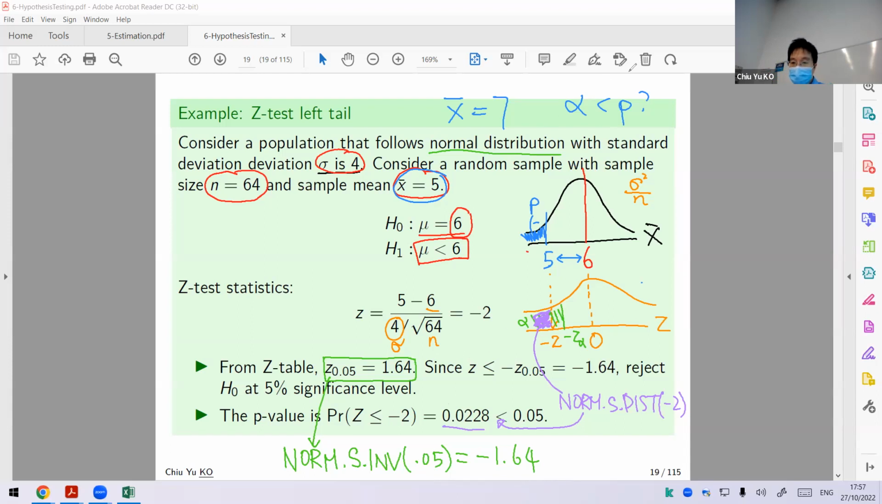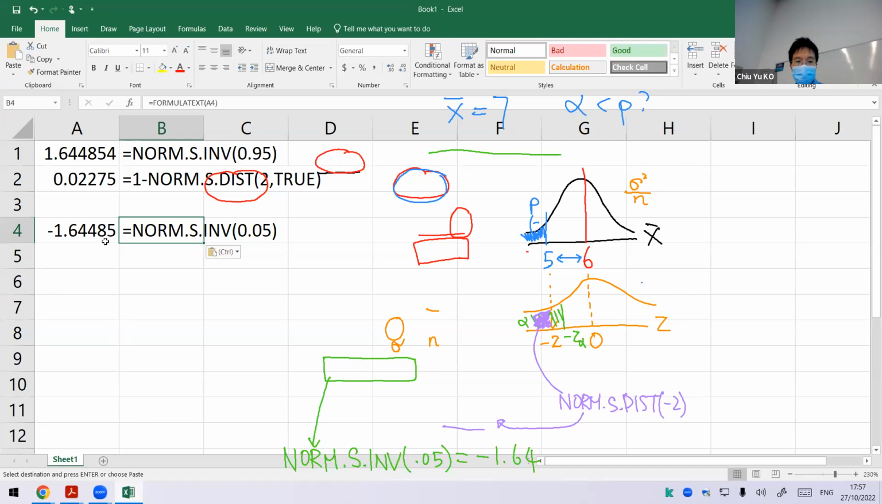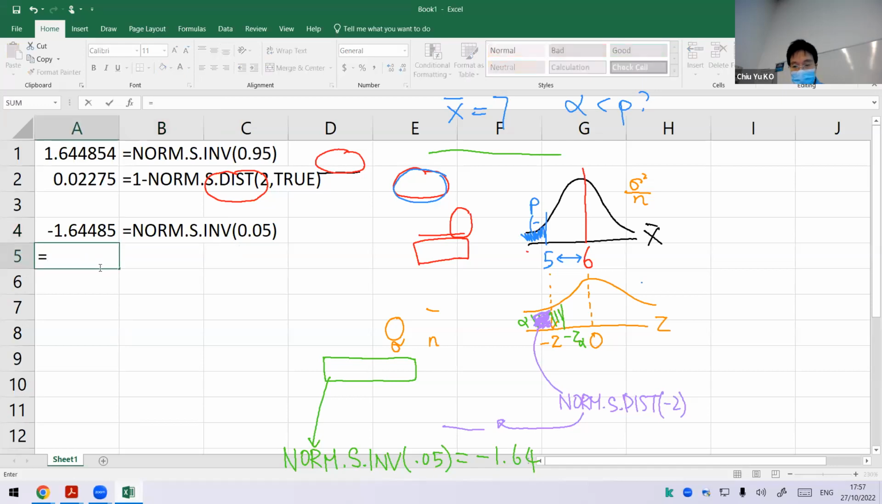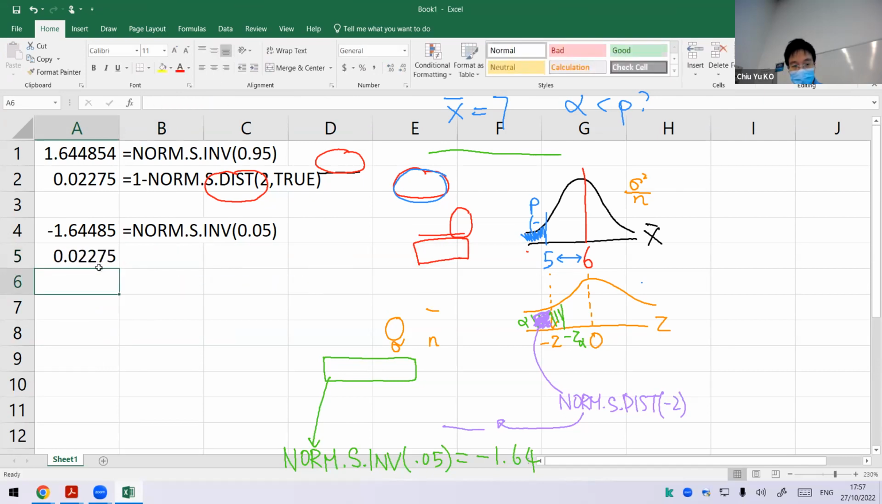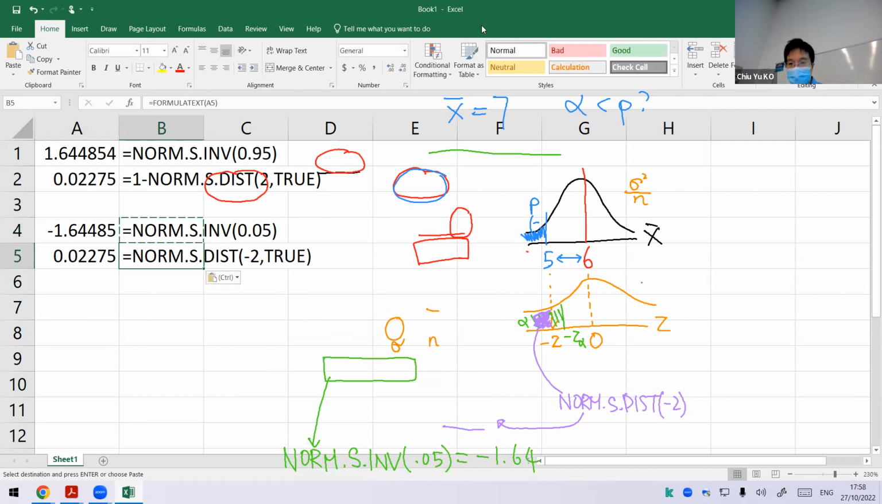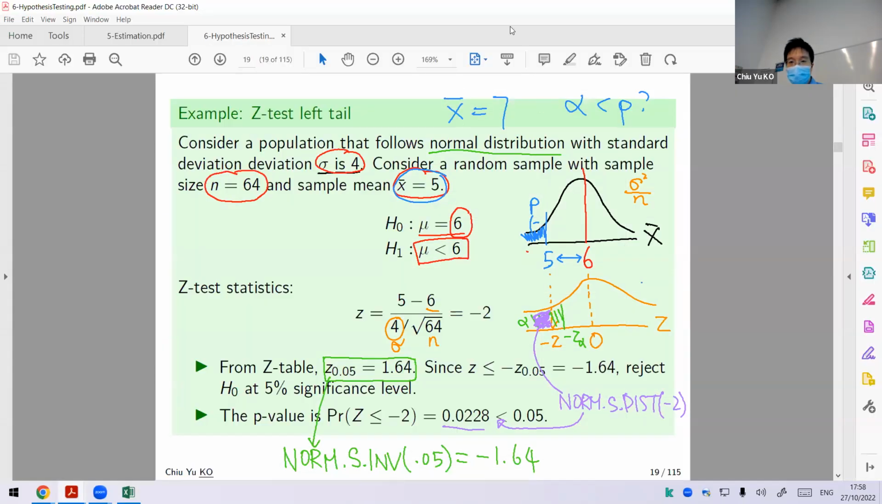Let me go to Excel to show that's true. That is the norm.s.dist of -2. Also, I have to put TRUE. Sorry. I have to be careful here; I forgot the TRUE. Well, this is pretty much how we do hypothesis testing. Is that clear?